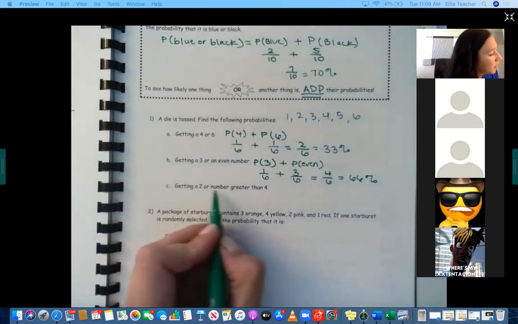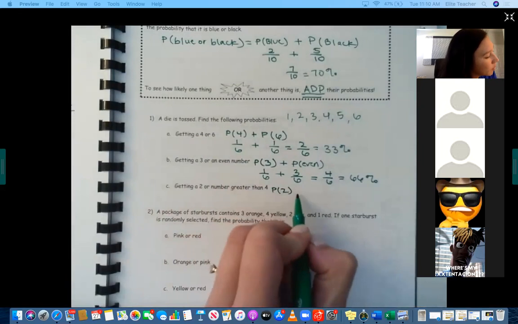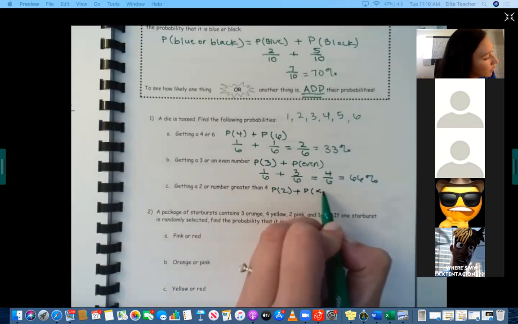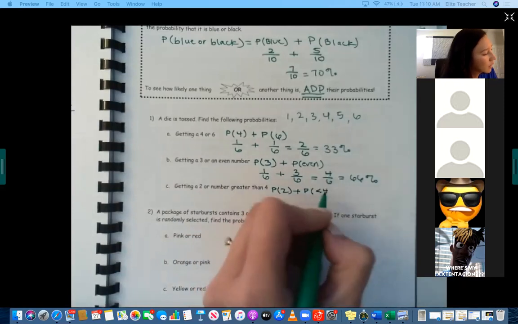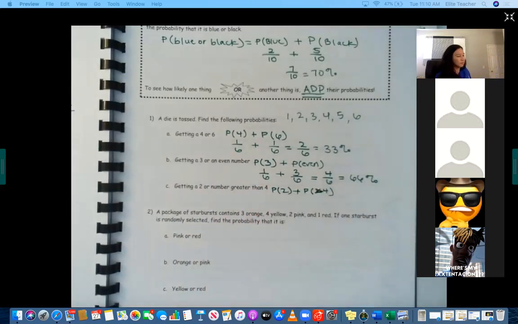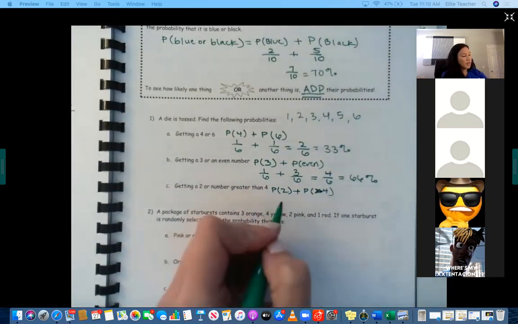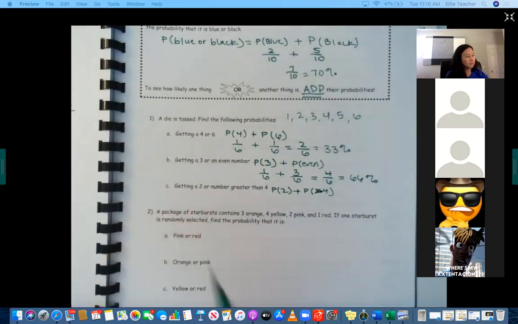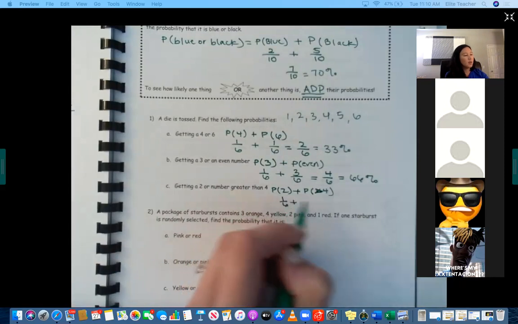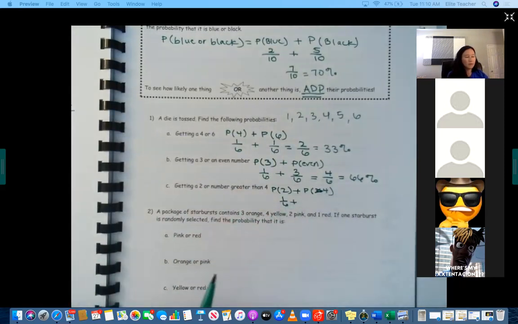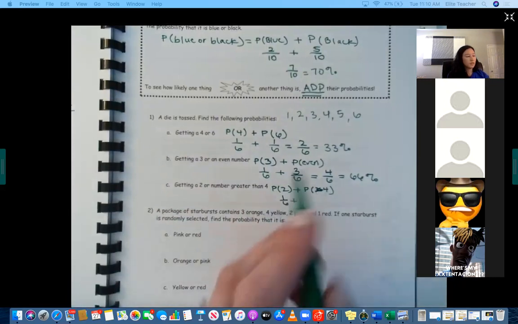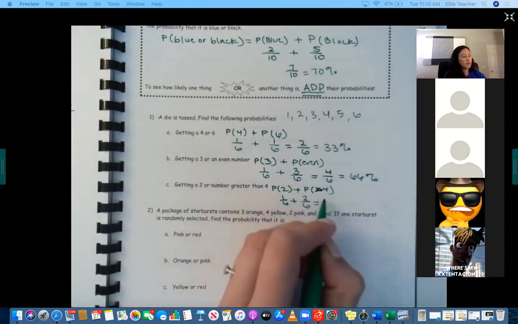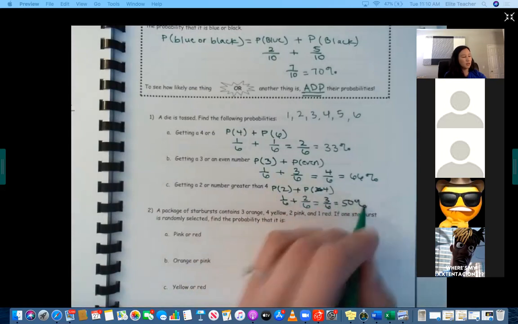Okay, and then the probability of getting a 2 or a number greater than 4. So the probability of rolling a 2 is what? Can someone tell me? 1 out of 6. And then the probability of getting a number greater than 4. 2 out of 6. Very good. Thank you, Jose. And so we add 1 and 2. We get 3 out of 6, which is a 50% chance.